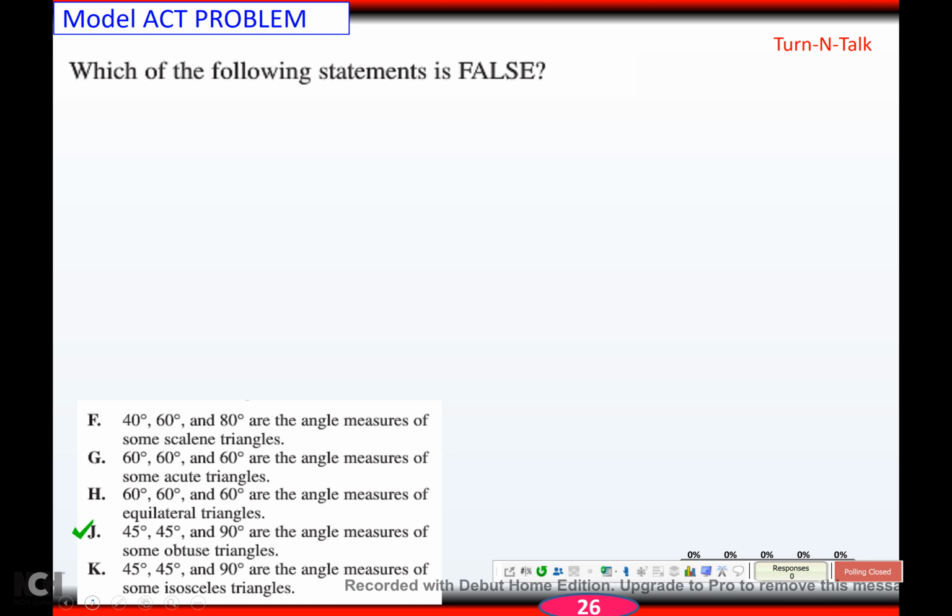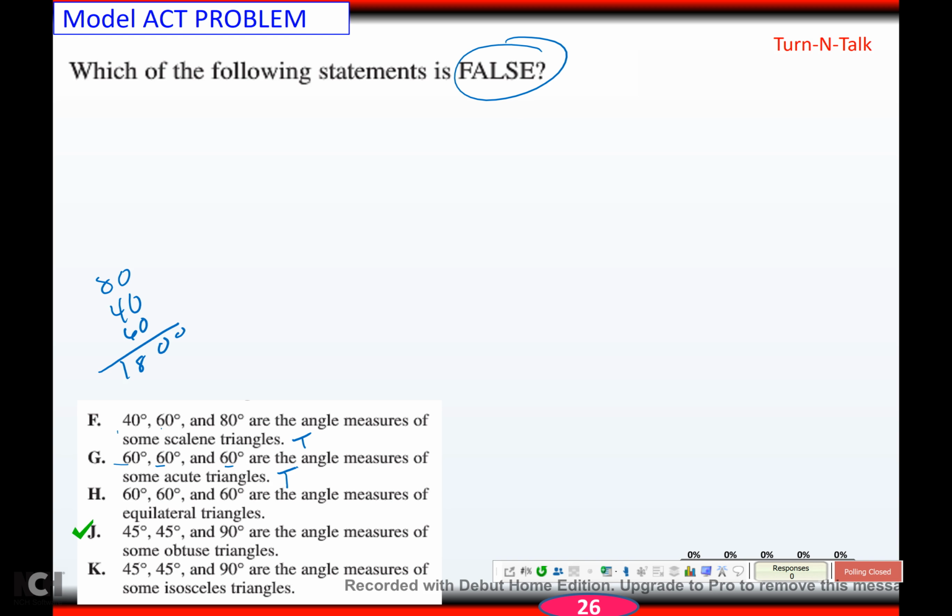And hopefully you got J. It says, which of the following statements is false? It says 40, 60, and 80 are the angle measures of some scalene triangle. Well, 40 plus 60 plus 80, that adds up to 180 degrees. That's true. That could be true. 60, 60, and 60 are the angle measures of some acute triangle. Well, they're all less than 90, and that adds up to 180, so that's true.